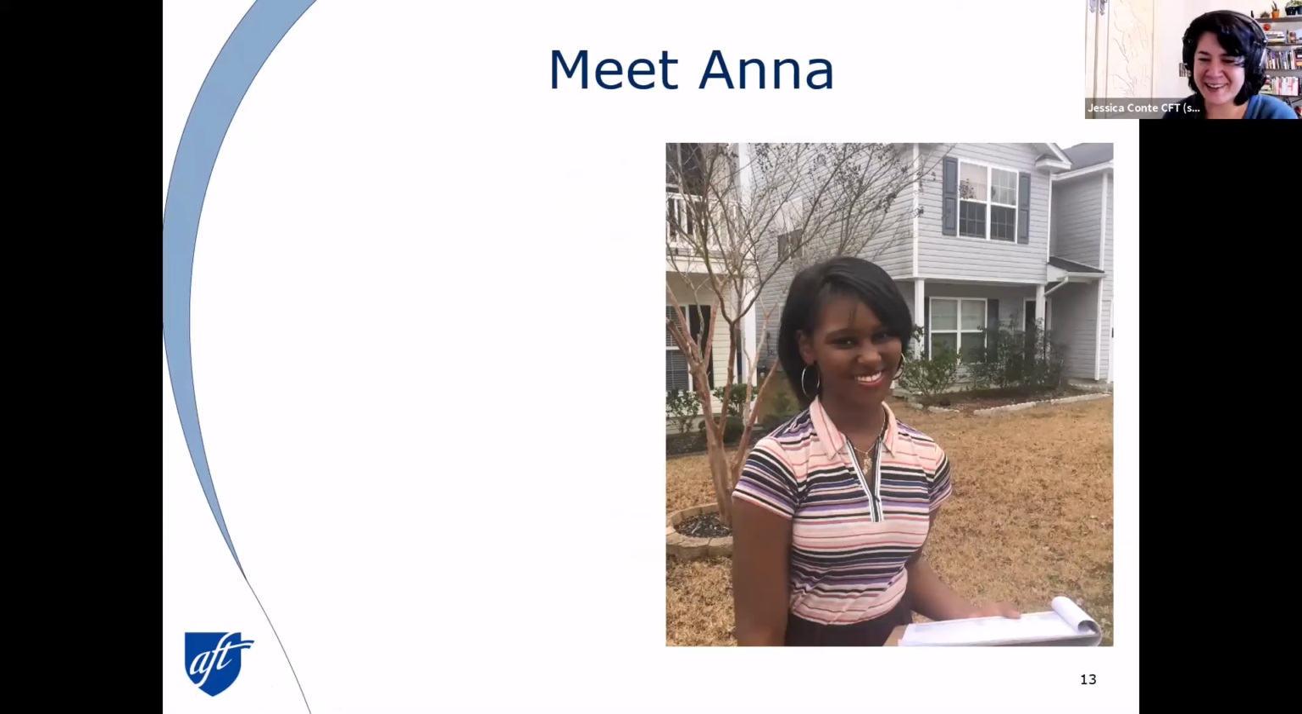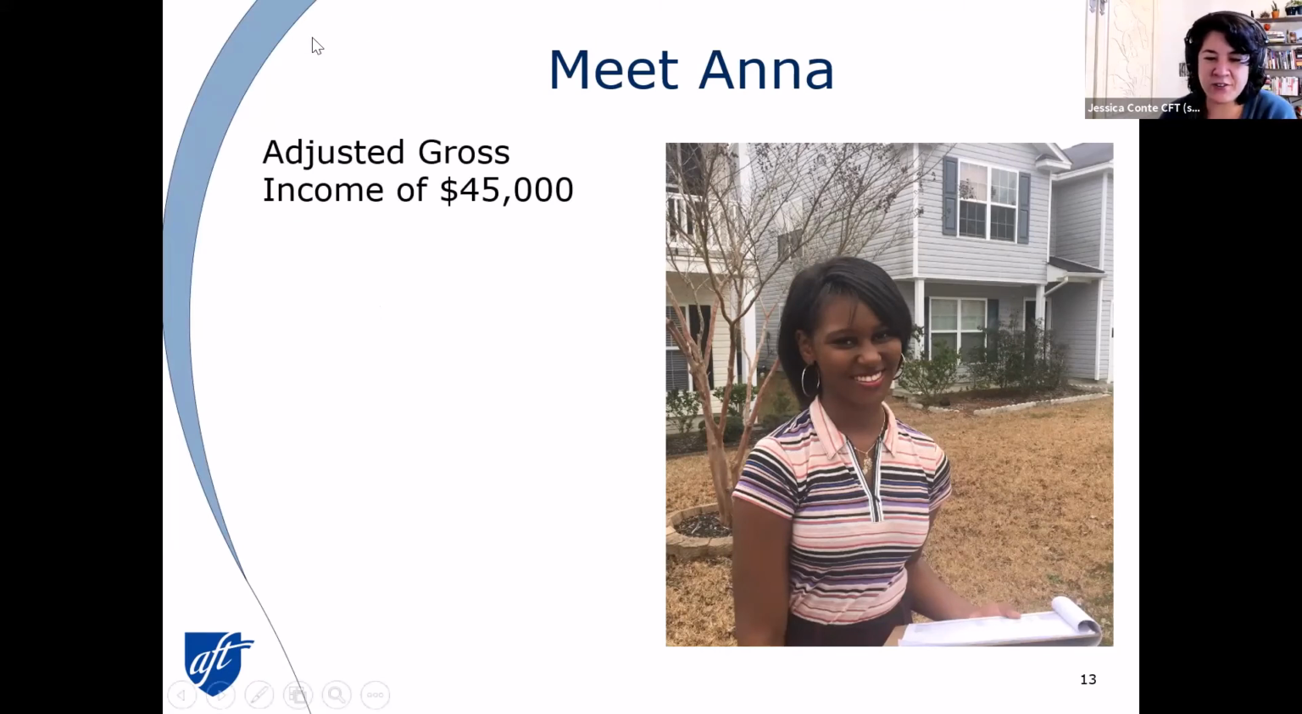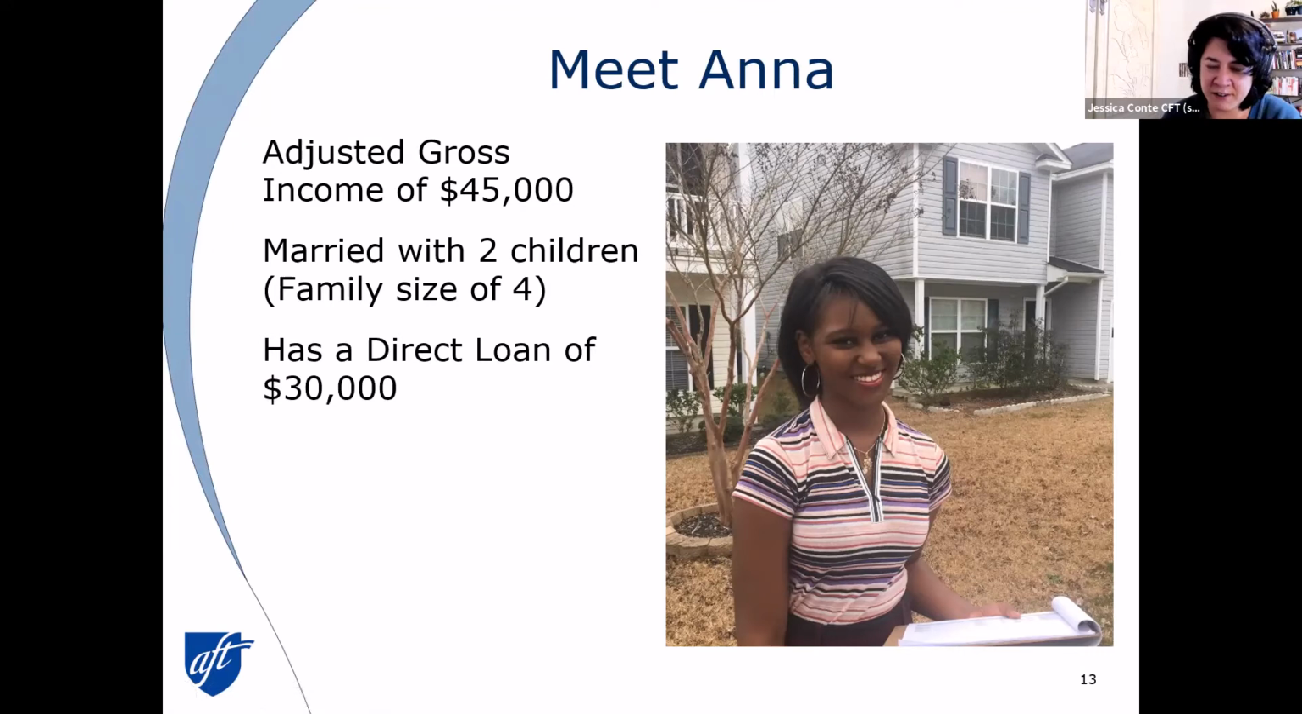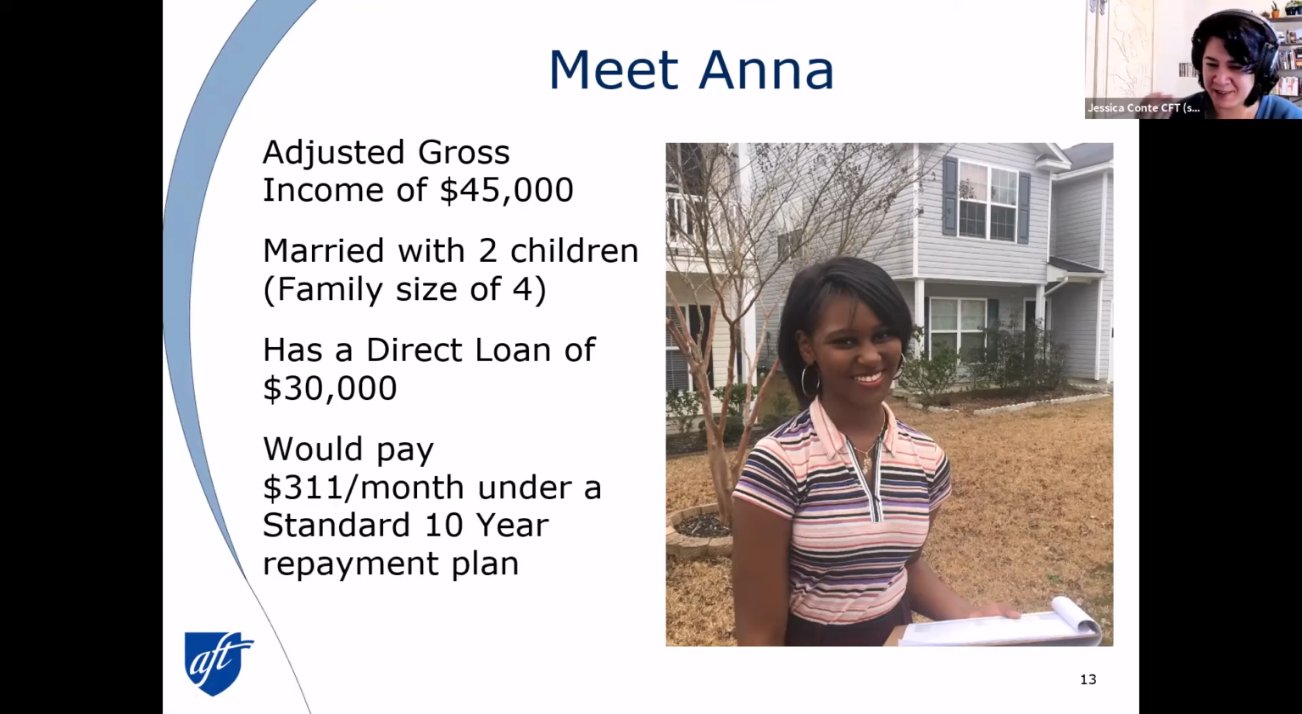We're going to meet Anna. Anna has an adjusted gross income of $45,000, is married, and has 2 children. She graduated from college this past year and has a $30,000 direct loan. So under this 10-year standard repayment plan, the one that they automatically assign you after your 6 months, she would owe $311 every month.